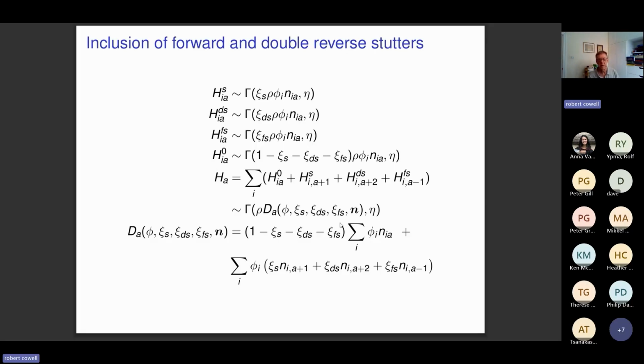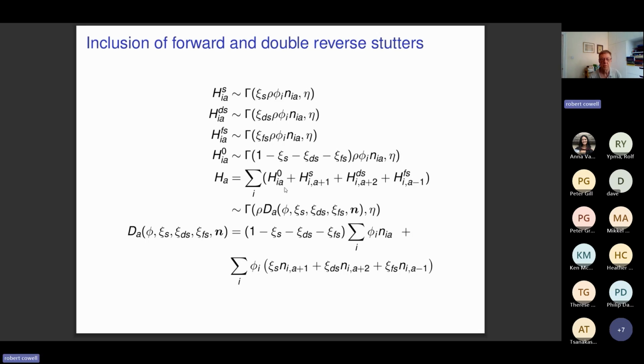A forward stutter is when, during the amplification process, a miscopy happens and an allele 1 unit longer is created. Double reverse stutter is a miscopy where 2 repeats are dropped. The way to model that is straightforward. We now need 3 types of stutter parameters, which are 3 types of stutters. And we assume that all of these stutters are independent, gamma distributed with common scale parameter.